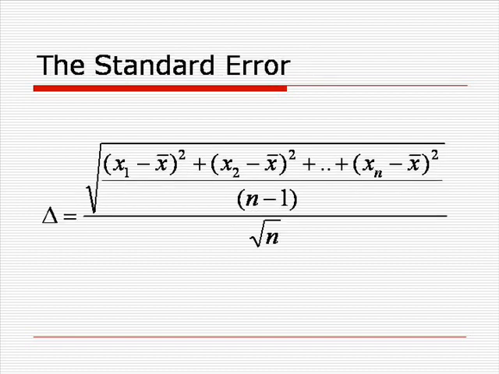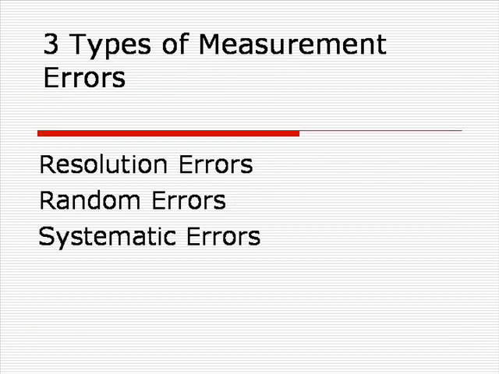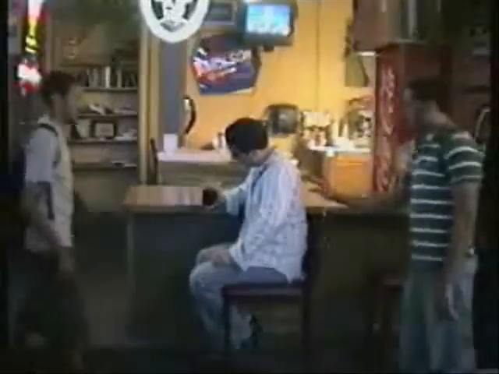The standard error is simply the standard deviation divided by the square root of the total number of measurements. That means that the more you measure a quantity, the more accurate the average value is. Now you have 3 types of error: the resolution error, the random error, and the systematic error. Typically, you won't have a numerical value for systematic error, but you will need to combine the resolution and random errors to find a total error.